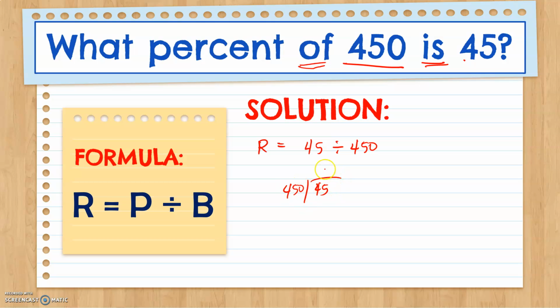45 divided by 450 is 0. Let's add a decimal point and 0 here. 450 divided by 450 is just 1. 1 times 450 is 450. So we'll stop dividing here. Let's put the decimal point in the quotient. Again, we have 0.1. And this is a decimal number, so that means we'll have to move the decimal point twice to the right to get the percent. And this will give us 10%. So this will be our final answer.